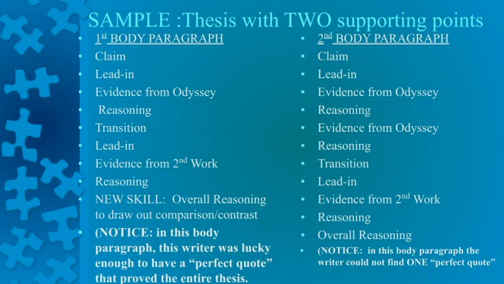Now let's take a look at the second body paragraph, because that's where things got a little bit more challenging. If they had a two-part theme, something like love makes people behave irrationally, they had to find an example of love from the Odyssey and then another example of the irrational behavior, because they didn't have it in one quote. Fortunately, it looks like in the second work of literature, they found one quote to prove the entire theme. But that's why there are 3 pieces of evidence in that second body paragraph.